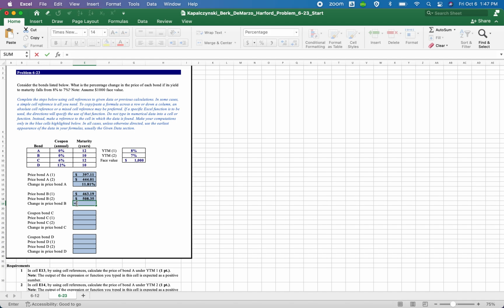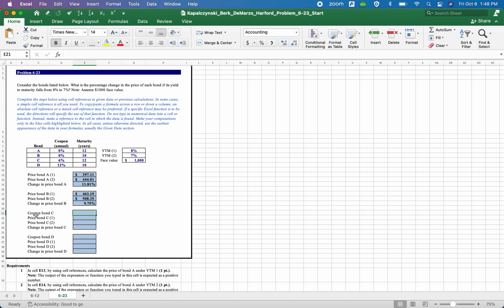Let's see the magnitude of that increase. So the new price divided by old price minus 1. See? The bond increased in price, but by less than the longer-term bond. This one is less volatile because it has less time to maturity.